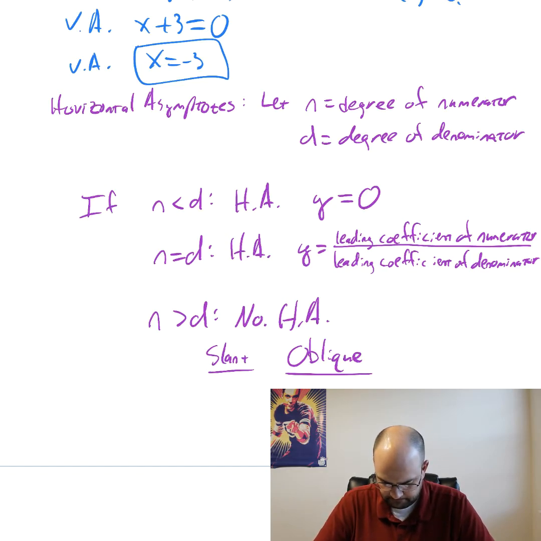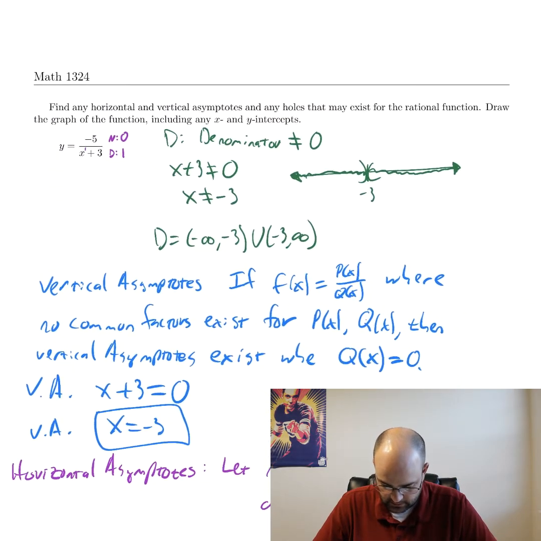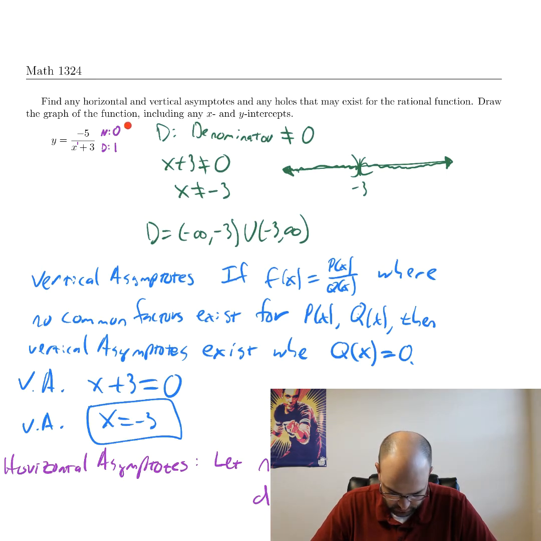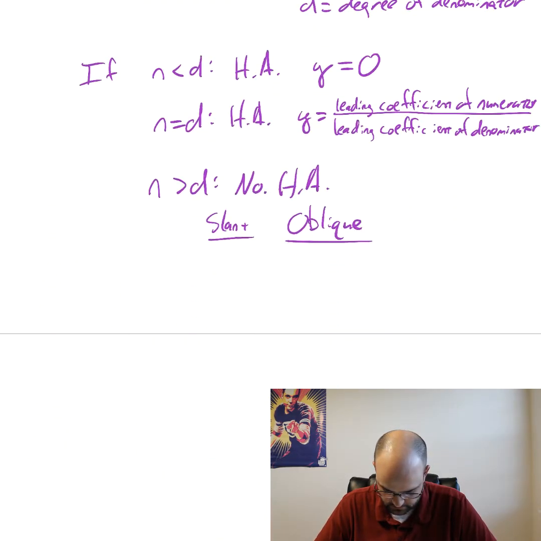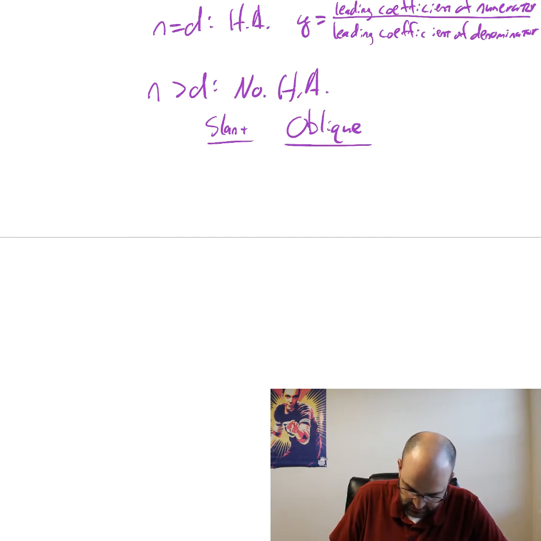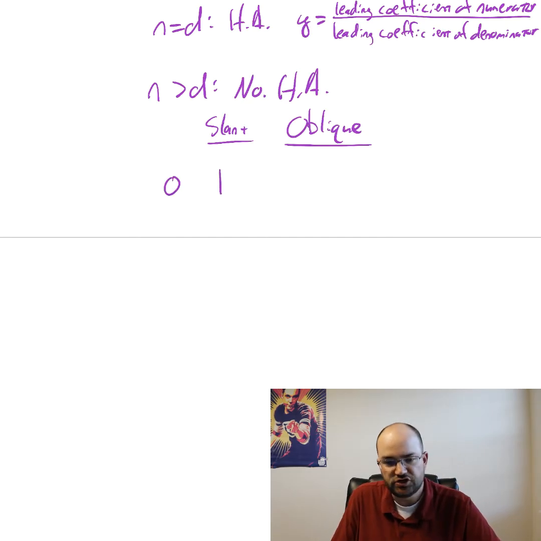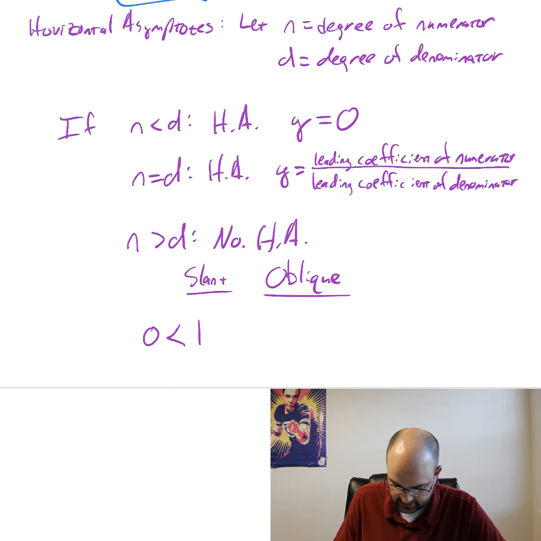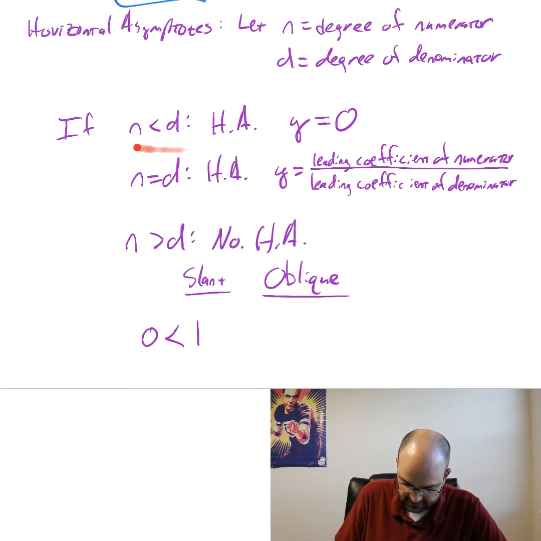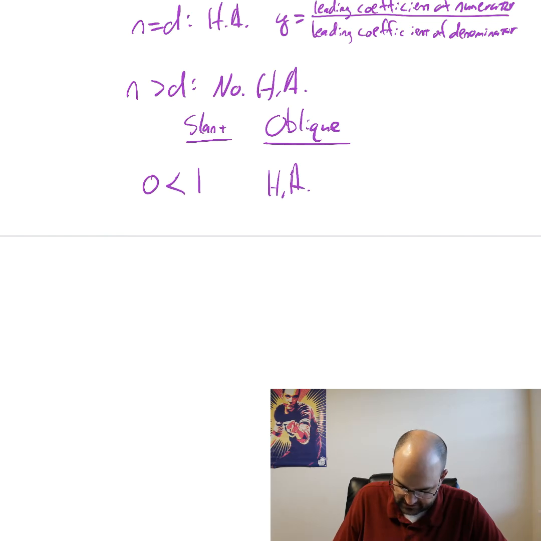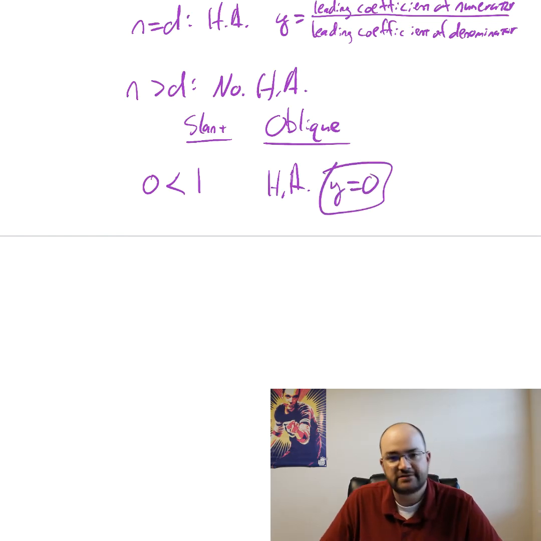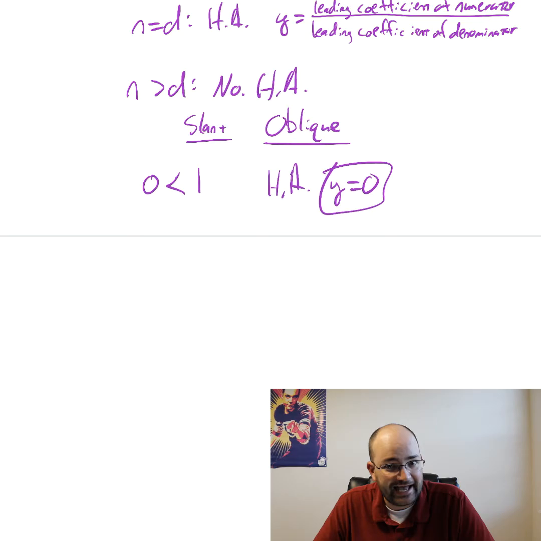Okay, let's see what we have here. N in this case was 0, D was 1. Notice that between 0 and 1, the relationship is less than. And so in this situation, the horizontal asymptote exists, and it is y equals 0. In other words, the x-axis. Awesome. Well, what else do we have?